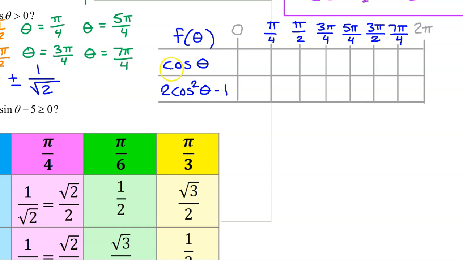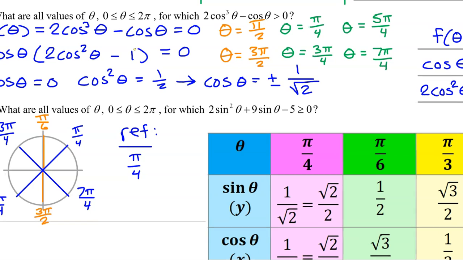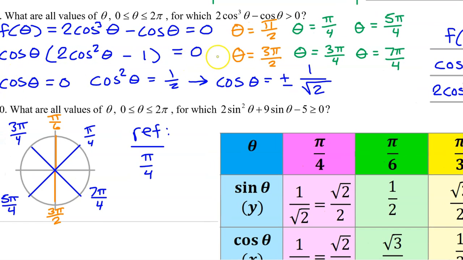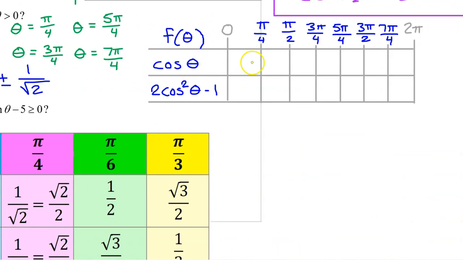Next, I would like to focus on the factor of cosine theta and indicate with an orange mark which of these critical values make cosine theta specifically equal 0. And those were these 2 orange values that came from setting cosine theta equal to 0. So pi over 2 and 3 pi over 2 make this first factor equal to 0. So these are the only 2 places where cosine theta might change signs. Therefore, I only have 3 intervals to check. I'll come back to this.